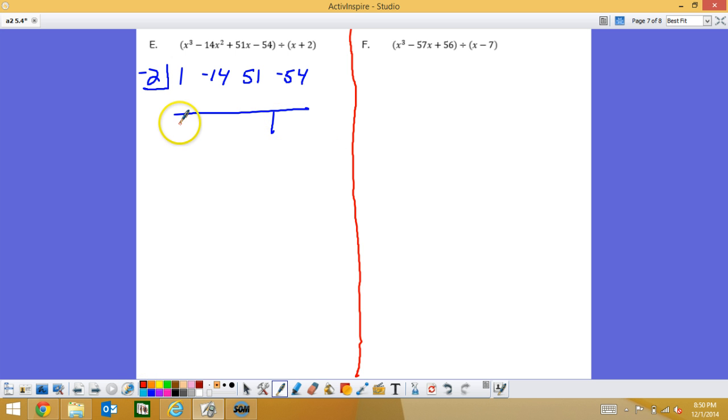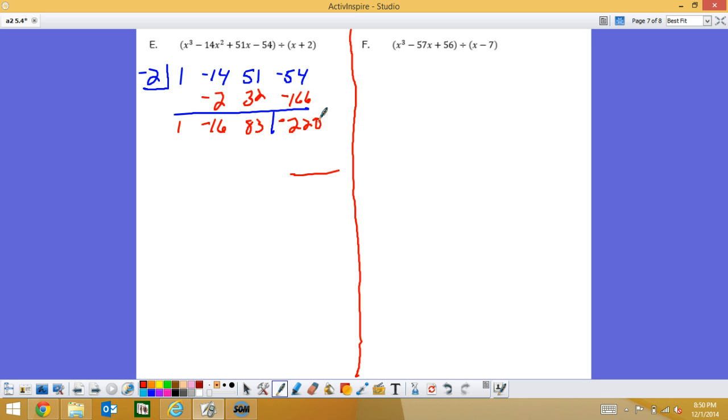So, first step, bring down the 1. Negative 2 times 1 is negative 2. When adding these, we get negative 16. Negative 2 times negative 16 is 32. Adding those two, we get 83. Negative 2 times 83 is negative 166, and when we add those, we get negative 220.